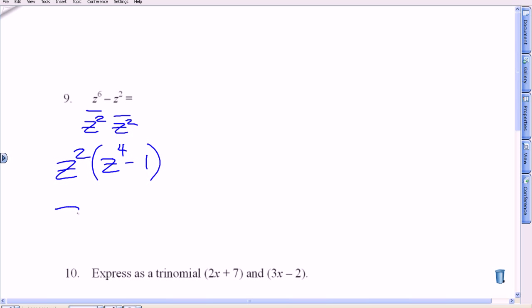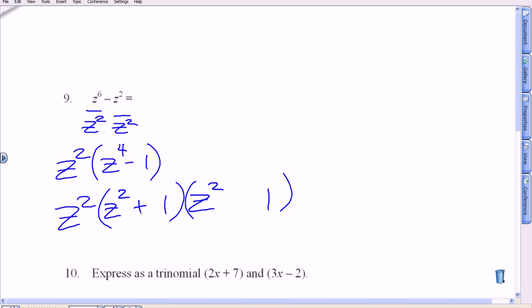Z to the 4th minus 1 is a difference of 2 squares. Remember, you take the square root of an even exponent by dividing it in half. So half of 4 is 2. Square root of 1 is 1. And we do our plus minus.